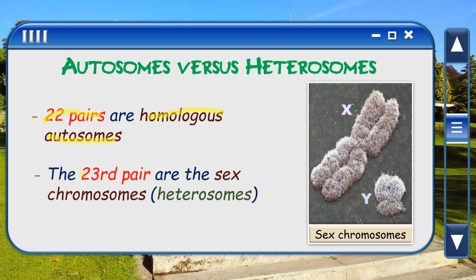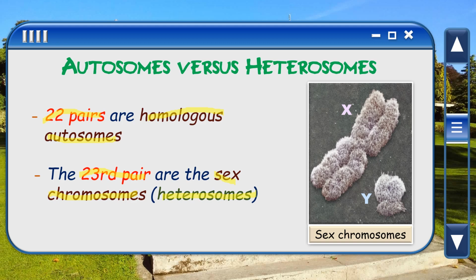The 23rd pair, those are the ones that we call the sex chromosomes. And we refer to them as heterosomes. Hetero means different. So these are the sex chromosomes.